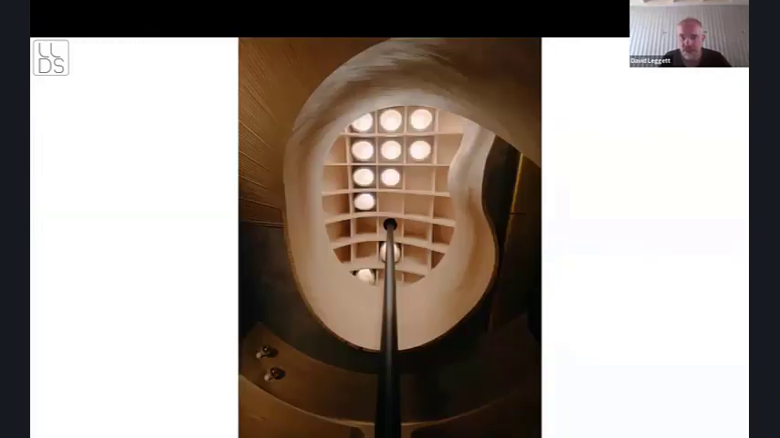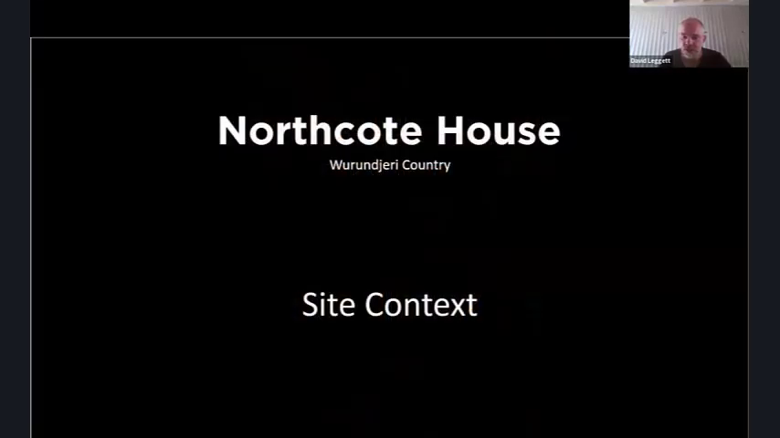And this is the view from the snug, looking up through the void at those skylights and the roof structure. So just in case you don't know Northcote that well, I'll just give a little bit more of the site context.